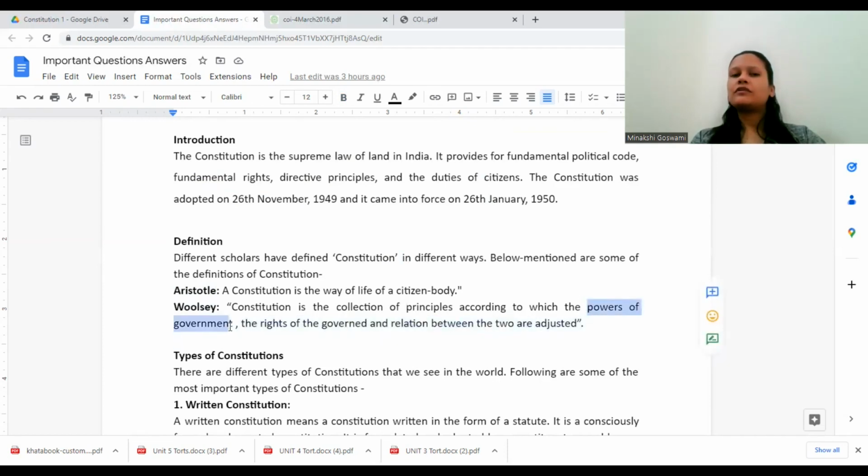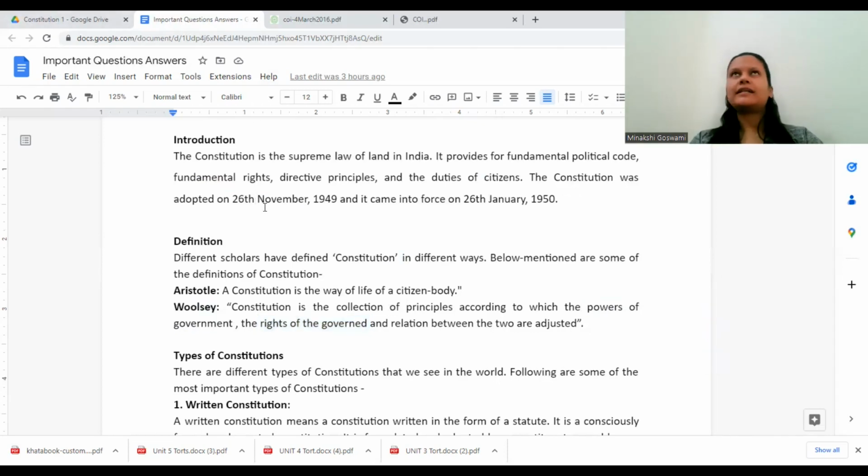What will be the powers of the government? How those powers will be exercised? Who will have those powers? Everything is mentioned. Same things we get in Constitution of India also. Powers of all the three different organs, executive, legislature, and judiciary, are clearly specified. Plus, it also talks about rights of the governed, as in rights of the citizens. It tells us what all rights we have, as well as relation between the two. What is our relation as a citizen with the different organs or with the different departments? Everything is specified in Constitution.